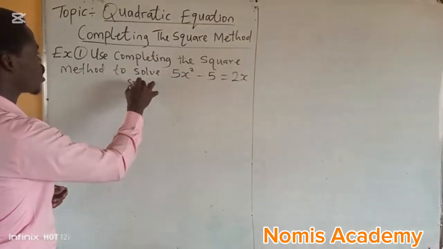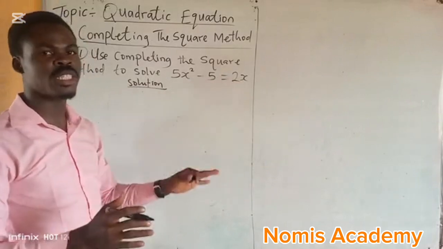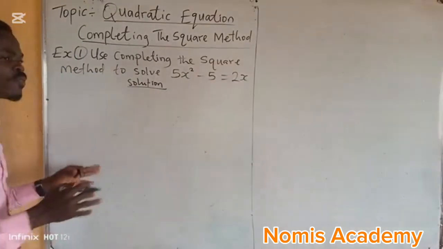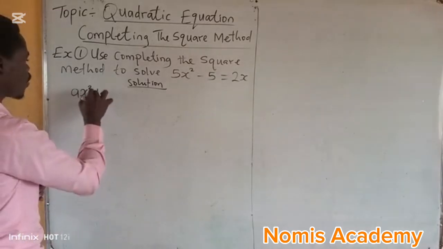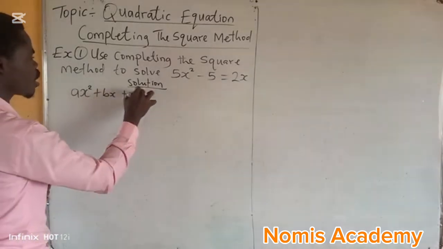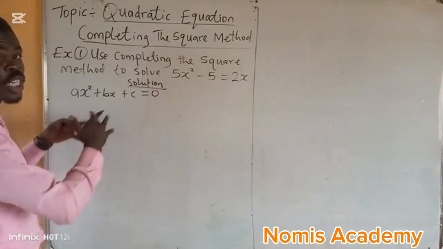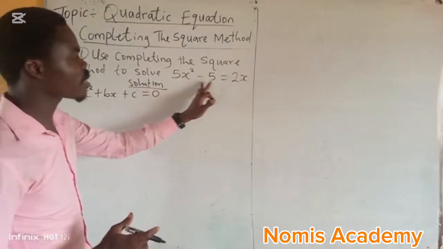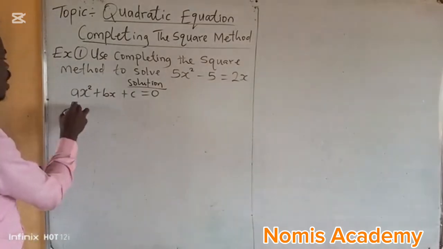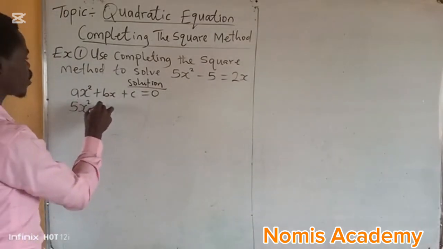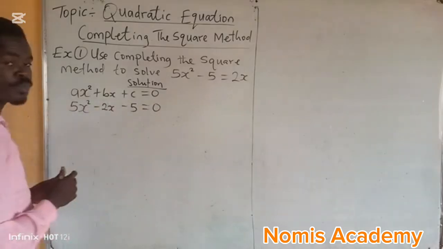Alright, the first thing we need to do is to arrange the quadratic equation in the standard form. The standard form of a quadratic equation is given as ax squared plus bx plus c equal to 0. This is the standard form, or you call it the general form. Now we are going to arrange this quadratic equation in this order, and that will be 5x squared minus 2x minus 5 equal to 0.